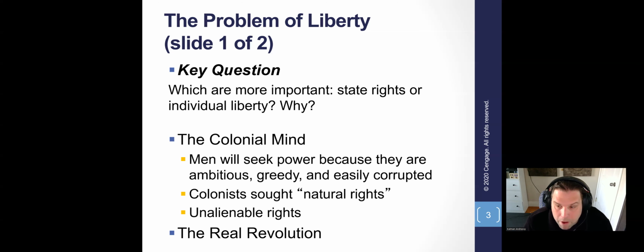So, with the Revolutionary War and the Declaration of Independence, the general notion was that men like King George would seek power because they're ambitious, greedy, and easily corruptible. This echoes Aristotle from close to 2,000 years beforehand, where he argued that a single ruler that is greedy and is seeking to self-aggrandize leads to a form of government known as tyranny.